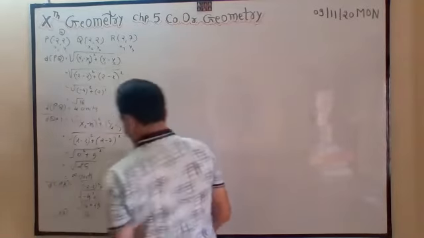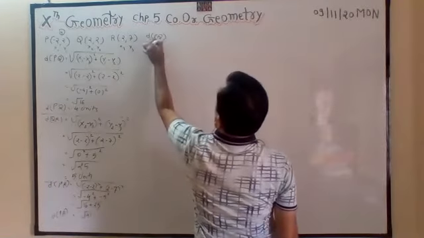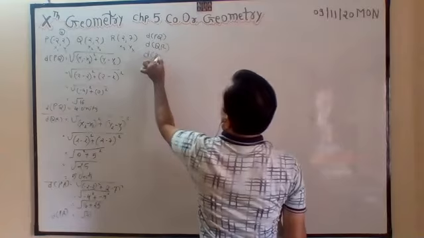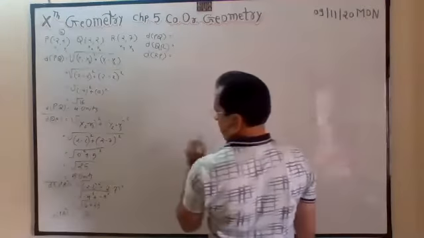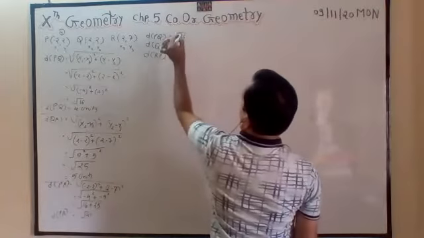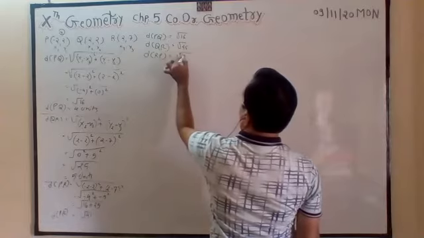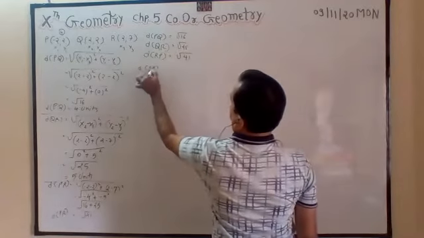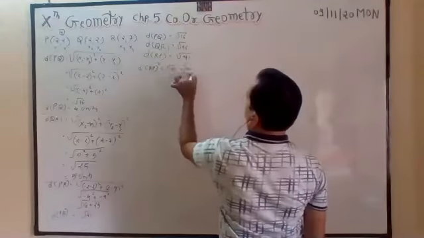Distance PR. Okay, now distance PQ, QR, distance RP. We will write 16, we will write 25, we will write 41. So the highest distance is RP, whose square is equal to 41.